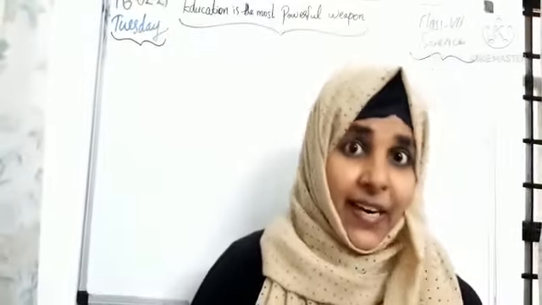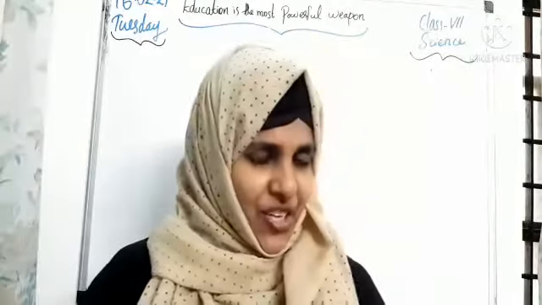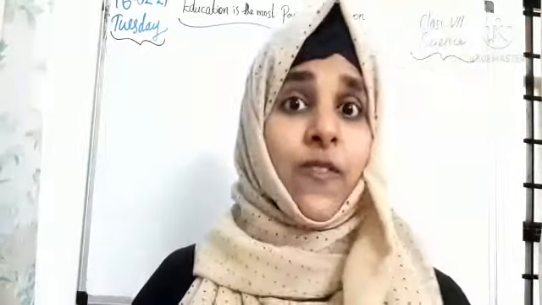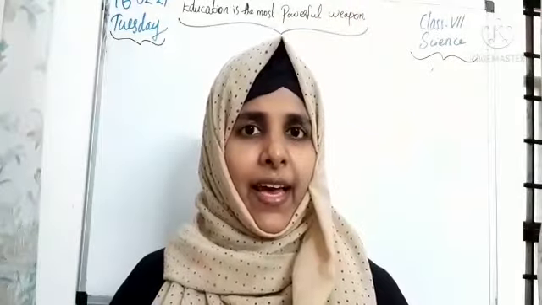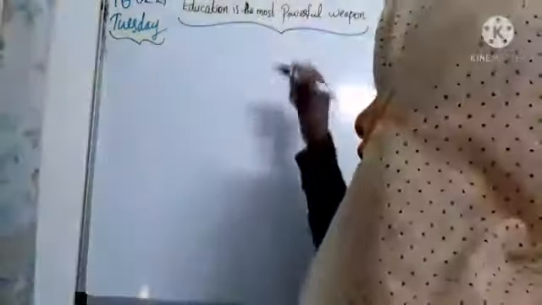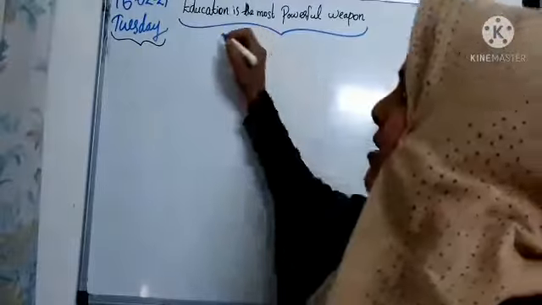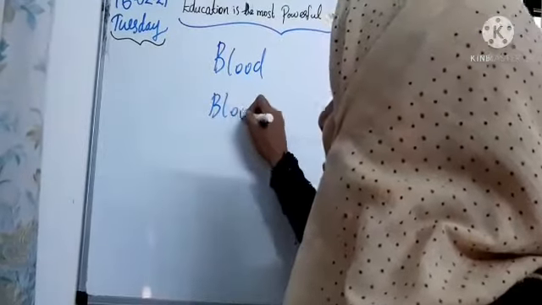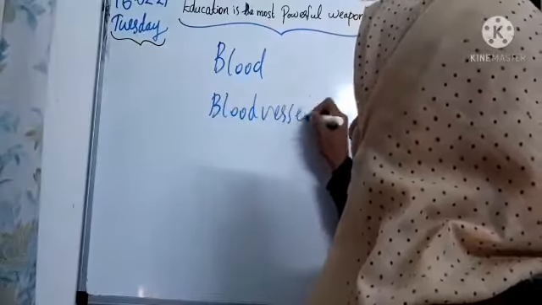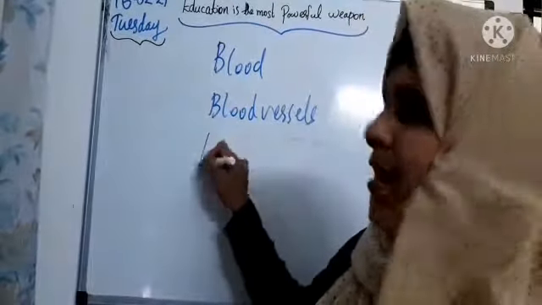Students, in our last class, we discussed the circulatory system, right? Transportation in animals. Children, what are the different parts of the circulatory system? Did you remember that one? Okay, say together. What are the different parts of the circulatory system? Yes, blood, blood vessels and heart.